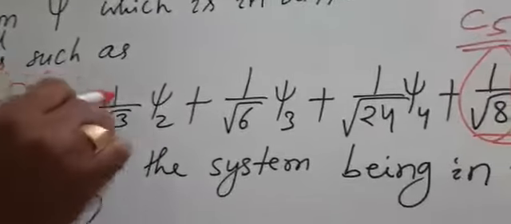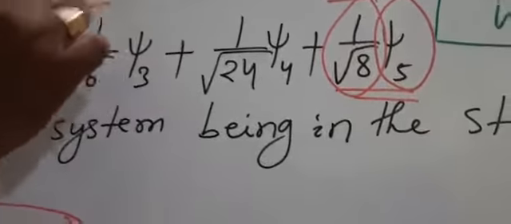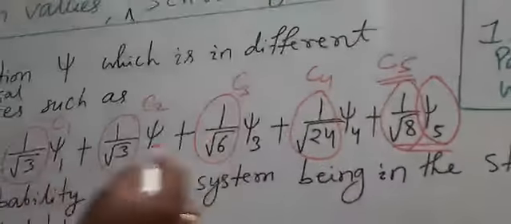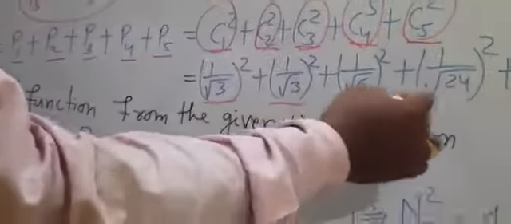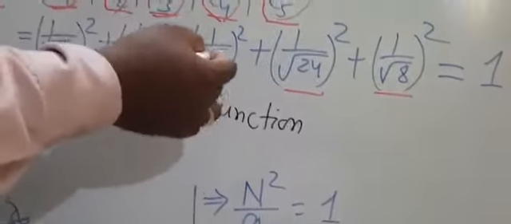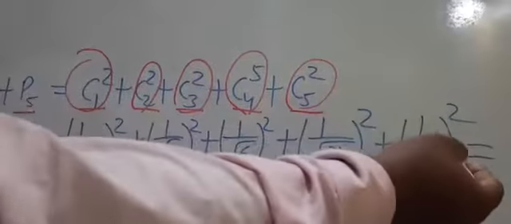So the coefficient 1 by root 3 is C1, the next is C2, then C3 and C4, and 1 by root 8 is C5. Take the squares of each coefficient, then take the LCM. So it is 1 by 3, 1 by 3, 1 by 6, 1 by 24, 1 by 8. If you add all these, the result is 1. So the total probability is always 1, that means 100%.